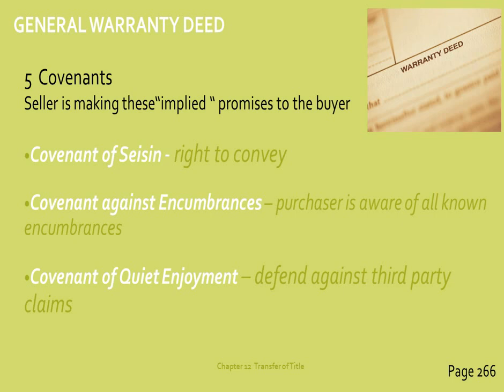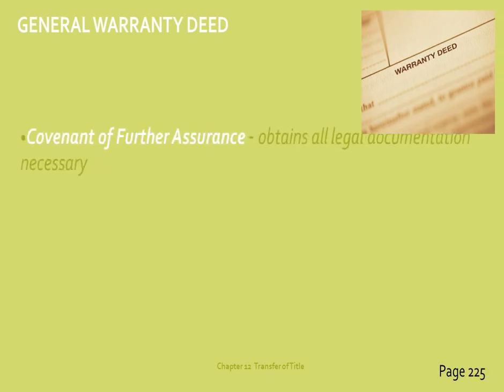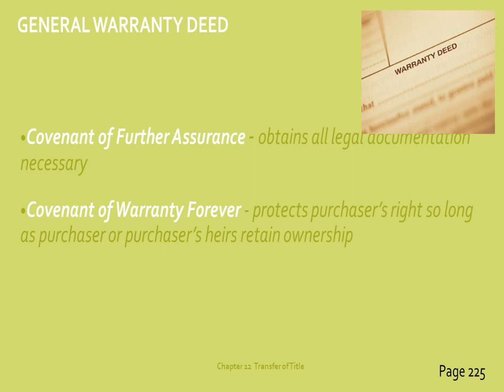I'm going to have the promise of further assurance, Mr. Buyer. If you ever need any other document, you can come to me and I will give you any document now or forever. And Mr. Buyer, I am making these promises forever. So for as long as you hold title, you can come back to me and I will make good on my promises. I'm making these promises even from the very beginning of title. So you have assurances that as long as you own title, I will be there to stand by it and warrant this title. So these are all good covenants found in the warranty deed.